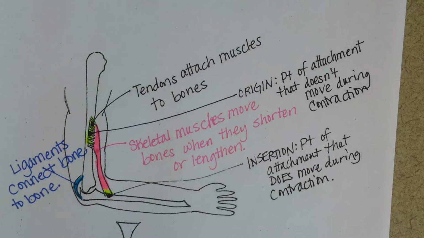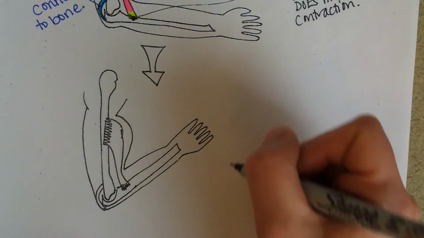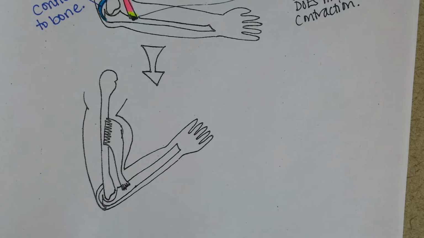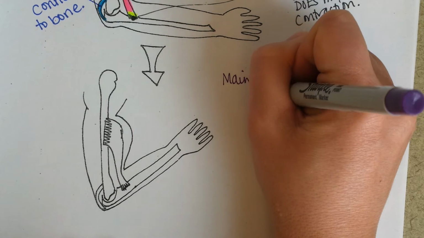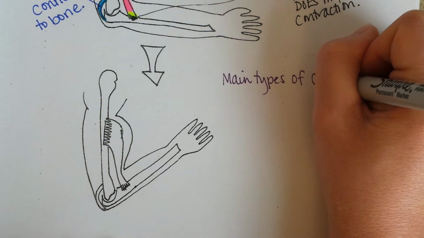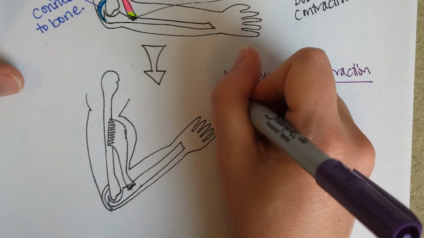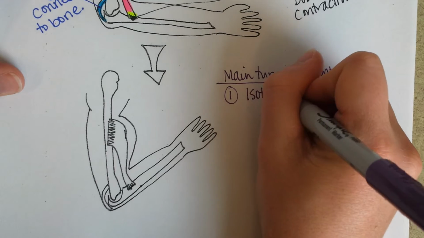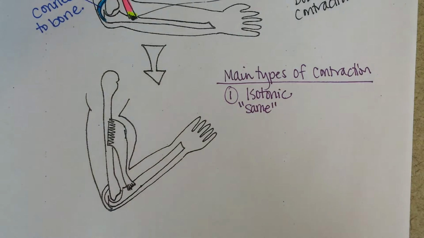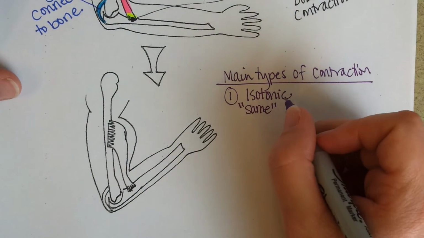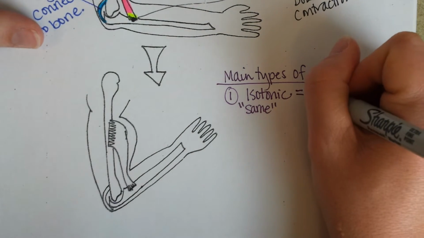Okay, so then when we do look down here, we see one particular kind of contraction called isotonic. I'm going to use a different color, maybe purple, for this. So the main types of contraction, one is isotonic. Iso means the same, like an isosceles triangle has two sides that are the same length. Tonic means tension. And in this kind of contraction, you have a shortening of the muscle.